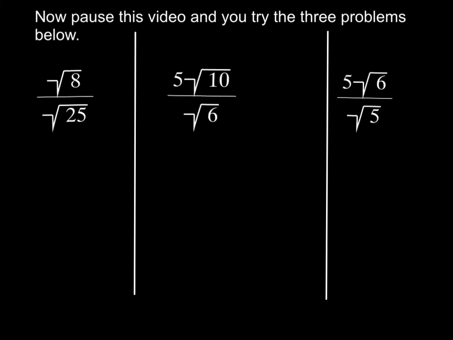Pause the video and try these three problems. The first one is pretty simple because the denominator is a perfect square. The second one you could do one of two ways. The third one, you really just have to figure out how to get that radical out of the bottom. When you're done, unpause it and we'll go through the answers.